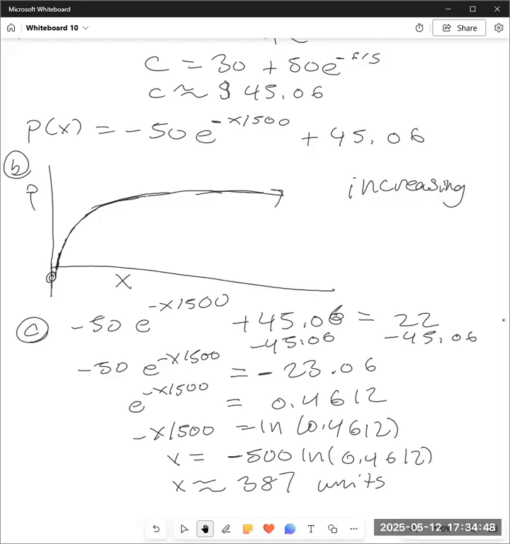All right, so that means that somewhere out here, there's approximately a point of 387 and 22. That's approximately what's going on there. So I told you, find the horizontal line, P equals 22, find where it crosses the curve, and it's about at 387 units.